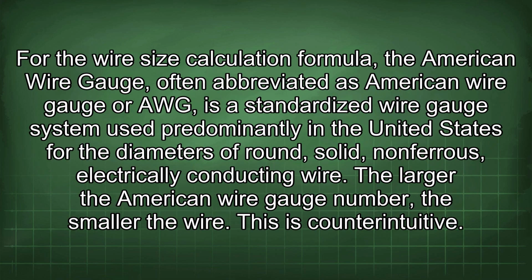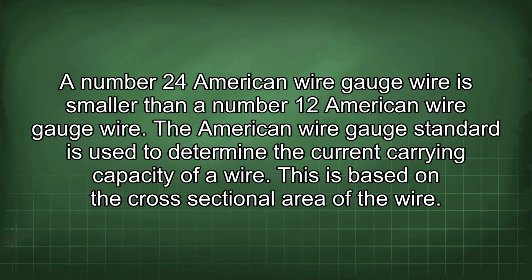For the wire size calculation formula, the American wire gauge, often abbreviated as AWG, is a standardized wire gauge system used predominantly in the United States for the diameters of round, solid, non-ferrous, electrically conducting wire. The larger the American wire gauge number, the smaller the wire. This is counterintuitive. A number 24 American wire gauge wire is smaller than a number 12 American wire gauge wire. The American wire gauge standard is used to determine the current carrying capacity of a wire. This is based on the cross-sectional area of the wire.